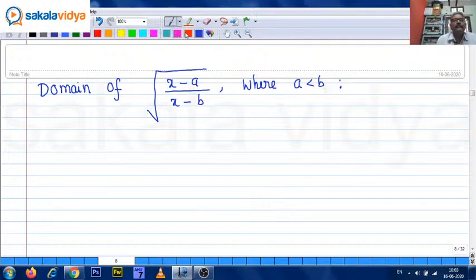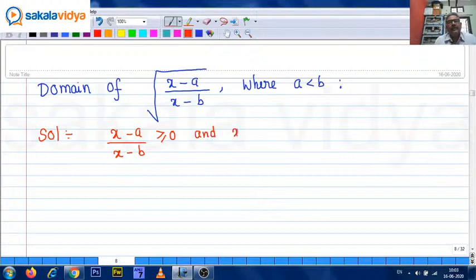Okay, now for the domain of this root of f of g of x, x minus a by x minus b, we need greater than or equal to 0. And one more condition: x minus b does not equal 0. Remember this condition, because if x minus b is 0, division by 0 is not defined. Here x does not equal b. This condition you need to remember. Right?